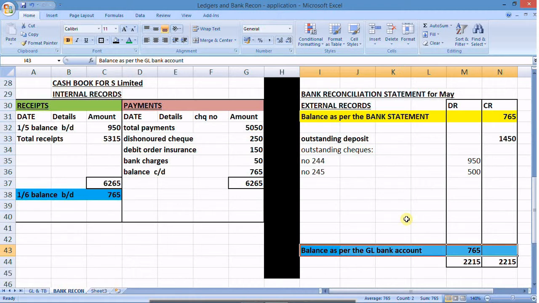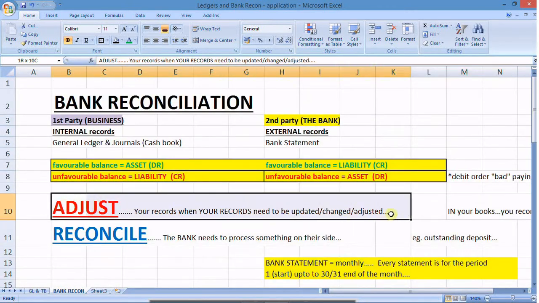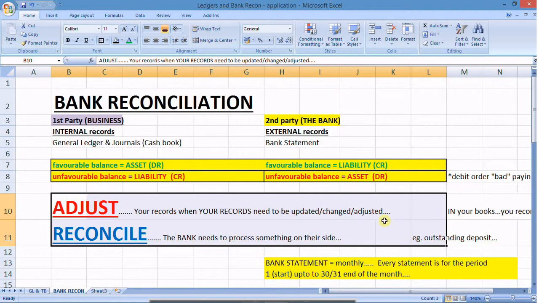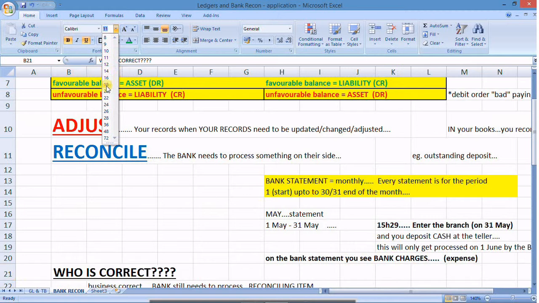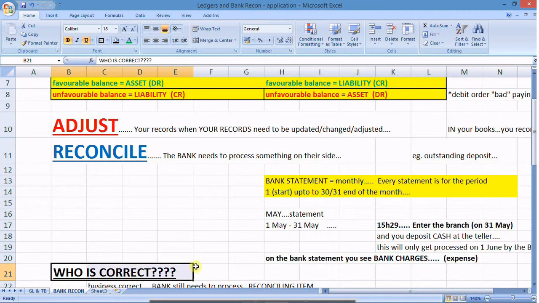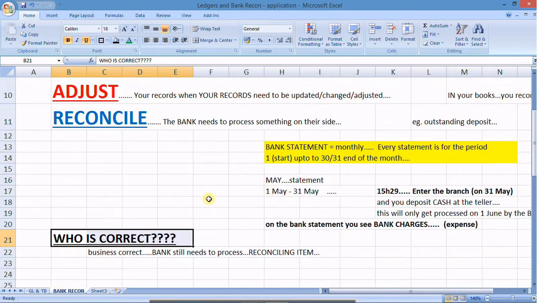So this was a shorter example. The process is exactly the same. Okay, that's why this is everything. Adjust or reconcile. You don't do both. It's one or the other. You need to decide who is correct. So when you do a bank recon, you just need to identify, are we correct or is the bank correct? If the bank is correct, then we need to adjust. If we're correct, then the bank needs to do something. They need to reconcile, basically. Okay, makes sense.